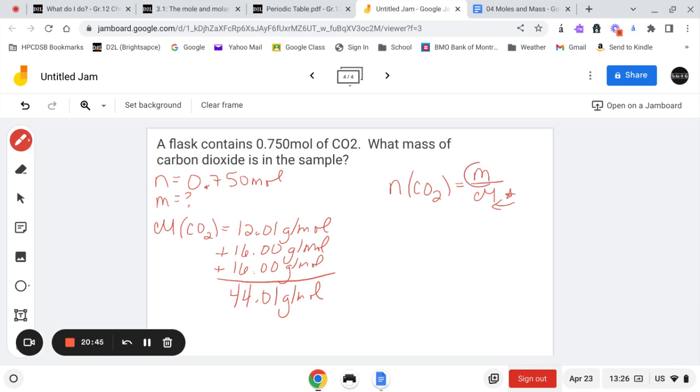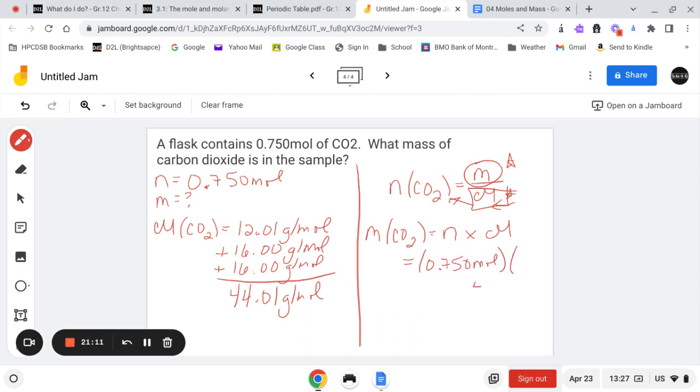So we've been asked to solve for mass. That's what we need. So what we're going to do is take this molar mass and cross multiply it up and over times my mole value. Okay, so let's set this up. We're solving for the mass of CO2, and we're going to take moles times the molar mass of CO2. So 0.750 mole, not quite 1 mole. And we're going to multiply that. I'm going to run out of room. I'm going to put it here, 44.01 grams per mole.